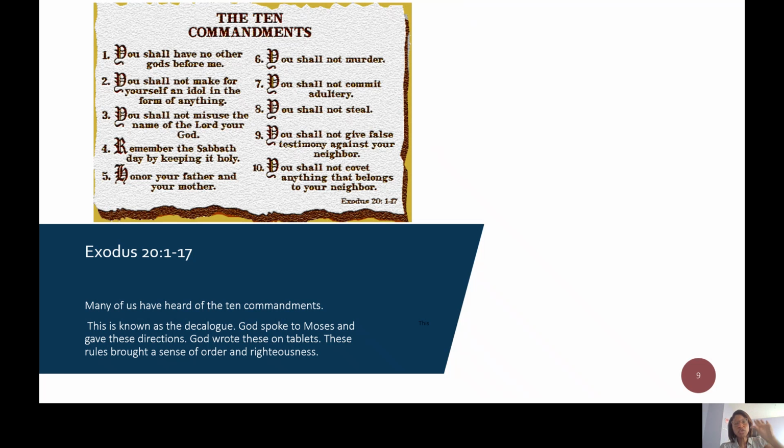And Moses goes up on this mountain, Mount Sinai. You may have heard of that before. And Moses goes up and gets these directions from God. It's called the 10 Commandments. He comes back with these tablets. And isn't it awesome that God wrote this on these tablets, and it presented a sense of order and direction for them because they were just acting up. So they needed some rules.